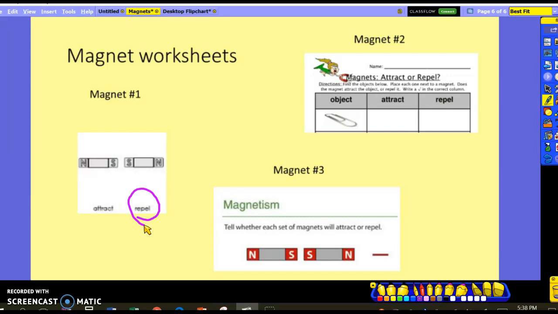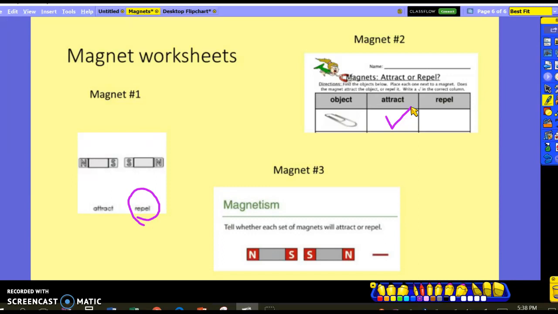Let's go to magnet number 2. Here you have to determine, will the object attract or repel, and you'll place a check mark in the correct column. So we'll take a look at a paper clip. A paper clip is made out of some type of metal. Could be aluminum, could be steel. However, they do attract, so we'll put a check mark there.